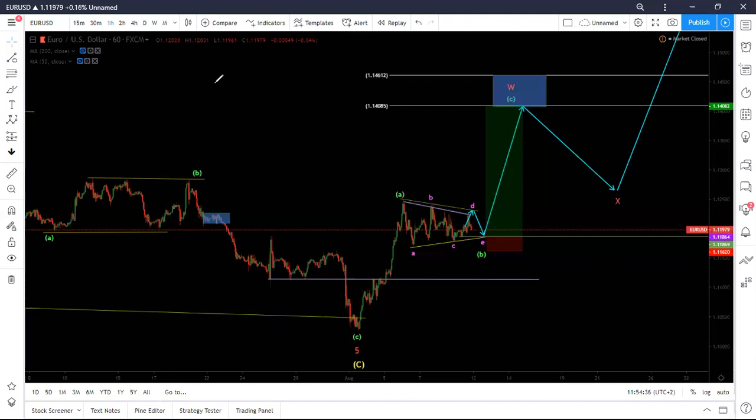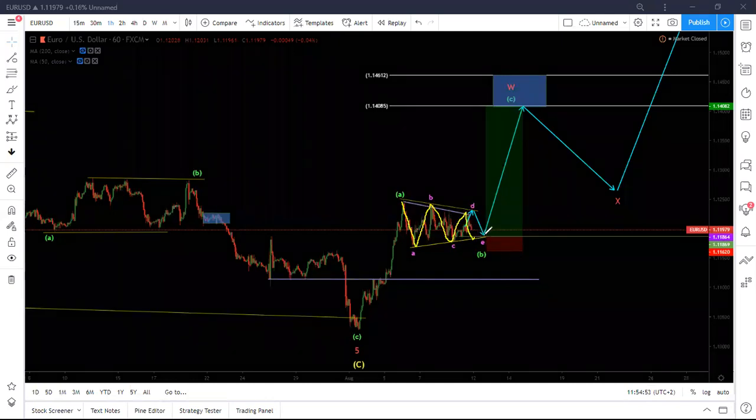Right, let's start. The Euro US dollar over here, the setup that I've sent in the group, we are looking at the triangle. I'm looking at this as a triangle, as I said in the previous video that I sent in the group: this is one, this is two, this is three, this is four. We're waiting for five. So we planned to take our entry at the end of wave five and expect price to push to the upside.